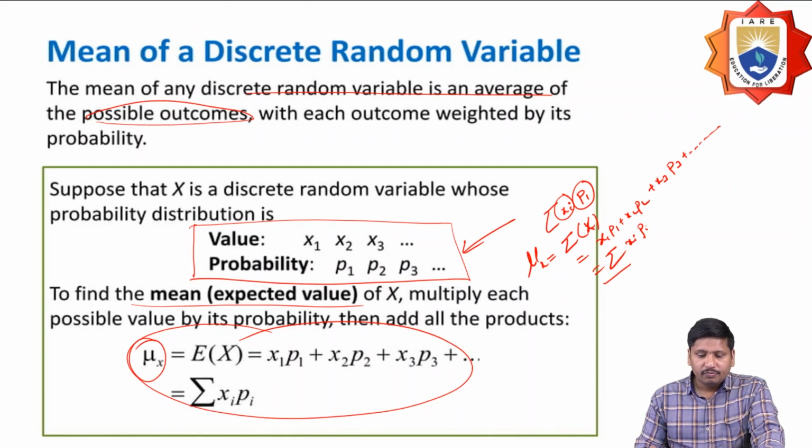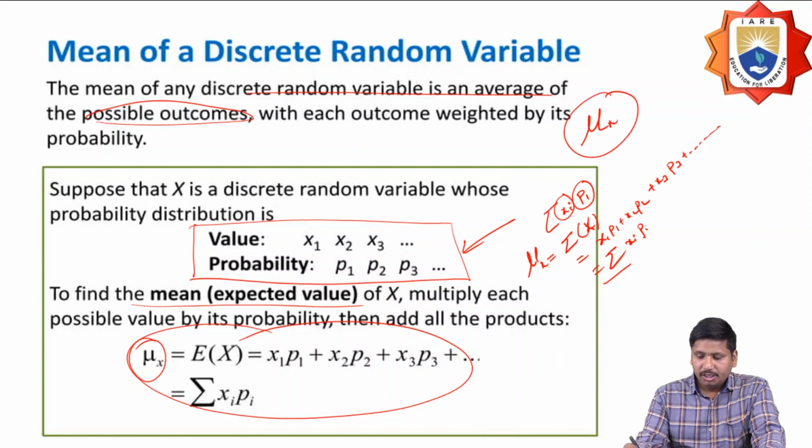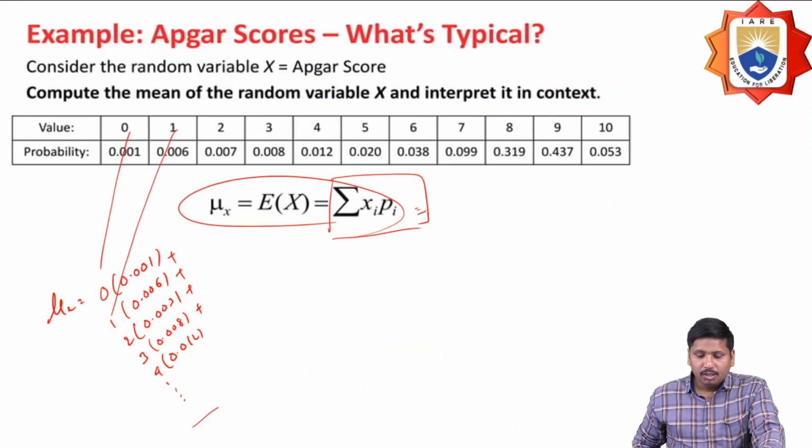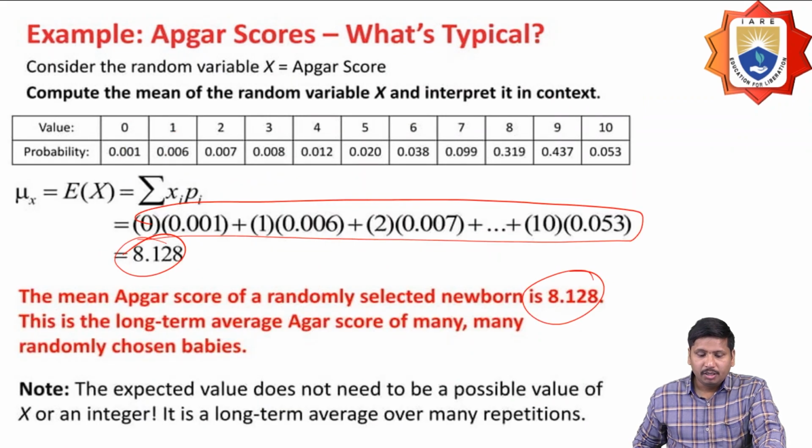So what is the equation for calculating the mean of this discrete variable? Mu of x is the symbol for representation of the mean. How can I calculate this? x1 into p1, x2 into p2, x3 into p3, like this we are going to continue. And the final equation is the sum of xi into pi. Substitute all the values according to the equation so that we can obtain the mean here.